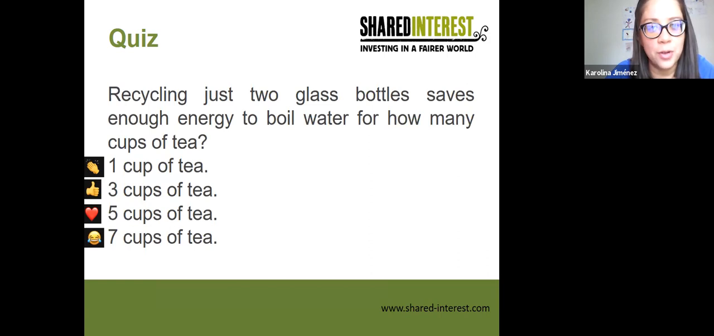Recycling just 2 glass bottles saves enough energy to boil water for how many cups of tea? 1 cup of tea, 3 cups of tea, 5 cups, or 7 cups? Okay, let's see what the answer is, friends. 5 cups of tea. Yeah, this is an interesting fact.